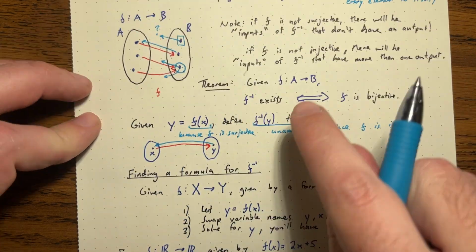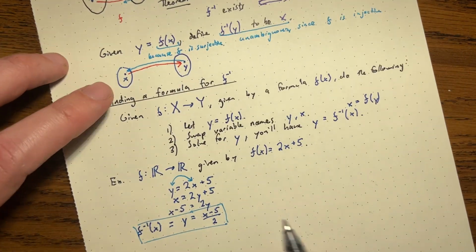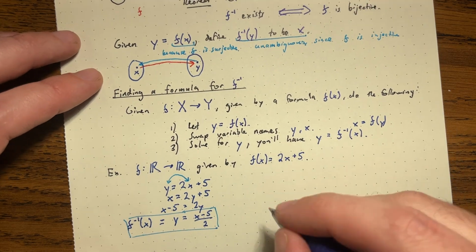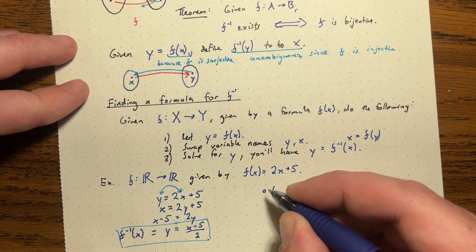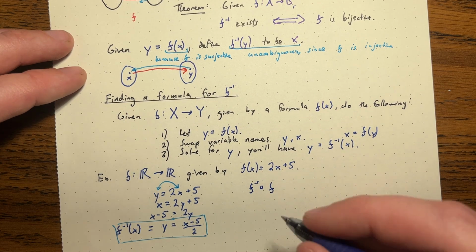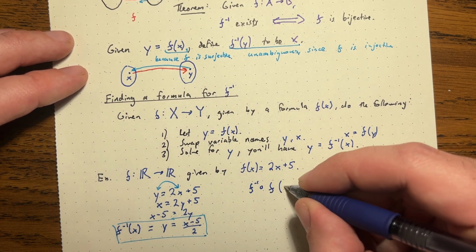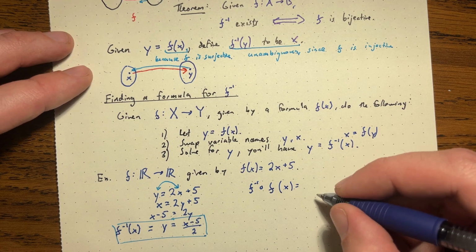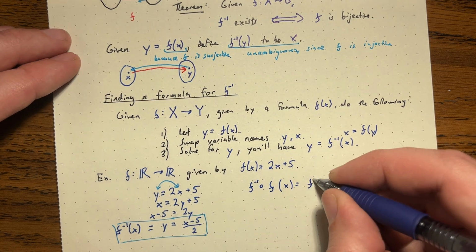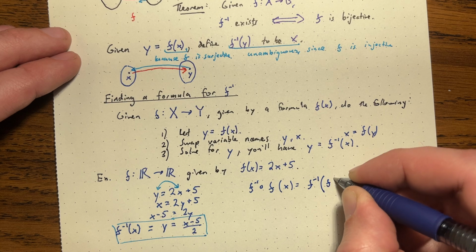And notice we can actually check this. We can check that it satisfies the properties of an inverse function. I'll do one, you should try the other. Let's do f followed by f inverse. Let's see if it actually works. So f followed by f inverse. This is going to be, by definition of the composition, this.